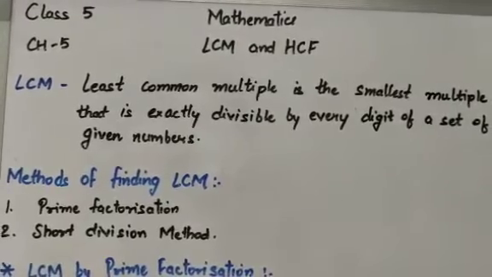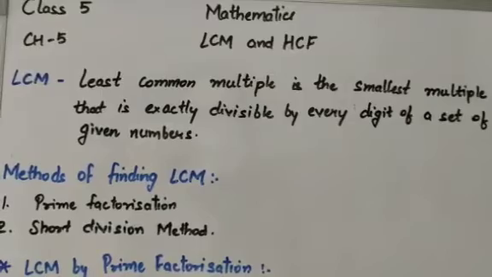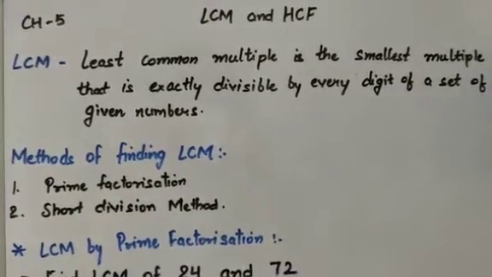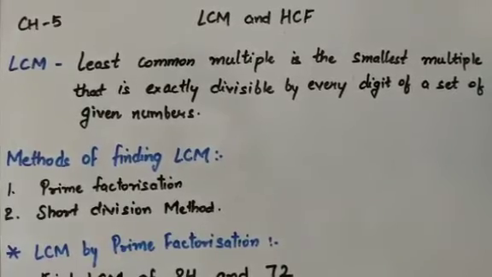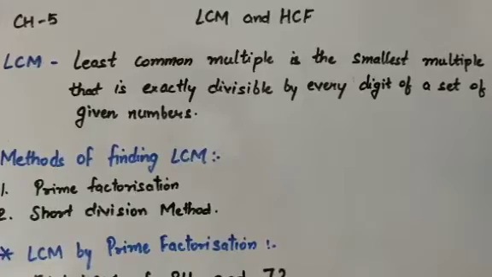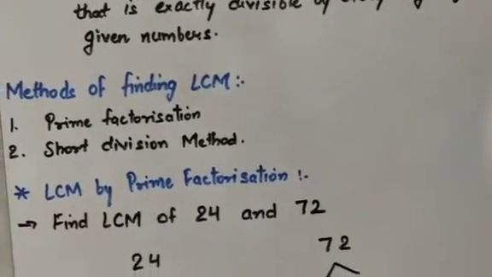Least common multiple is the smallest multiple that is exactly divisible by every number of a set of given numbers. We can say that LCM is the smallest number that is divisible by two or more given numbers without a remainder. Methods of finding LCM.